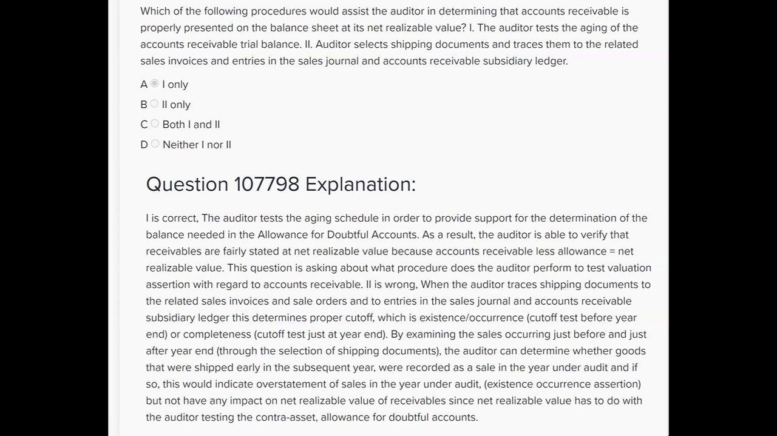And if they were, then you got improper cutoff. You've got overstatement of sales. And now we're talking about the gross figure of accounts receivable, not the net amount. So with valuation, which is what they're asking about in the question, you're interested in the net amount of accounts receivable, the amount after the contra asset. But in #2, they're pointing to the gross amount of the sale, possibly being overstated because of improper cutoff.